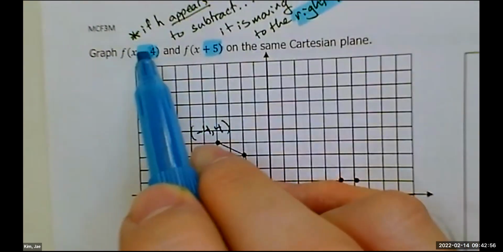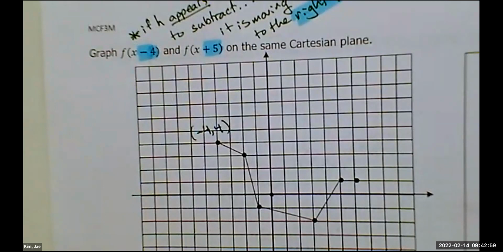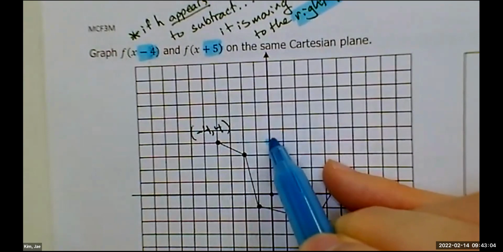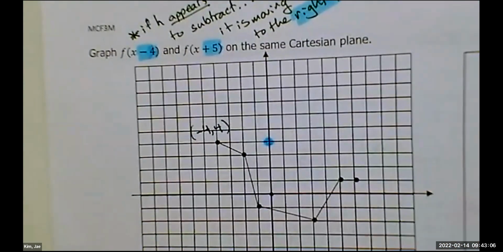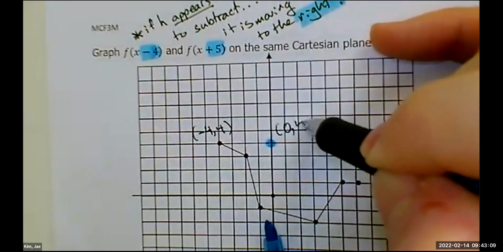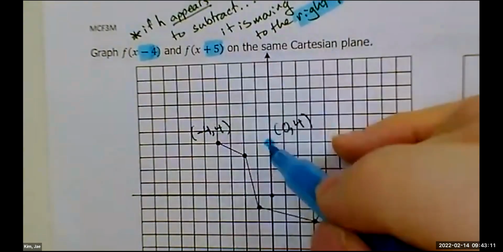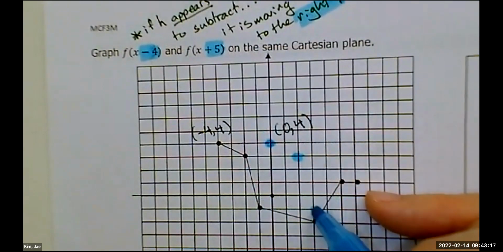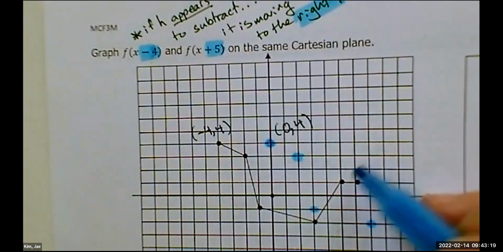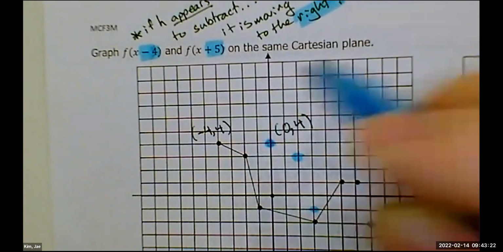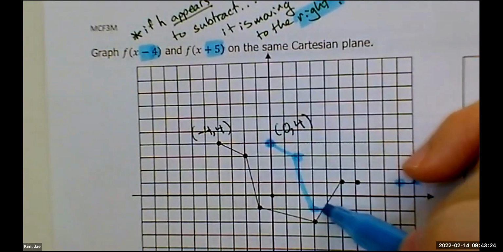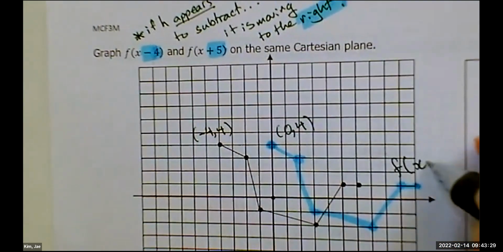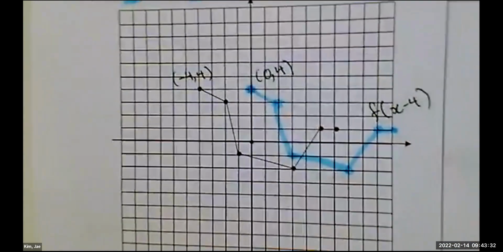Negative, it looks like it's subtracting 4. We're actually going to move 4 units to the right. 1, 2, 3, 4. That is 0, 4. There. That is f of x minus 4.